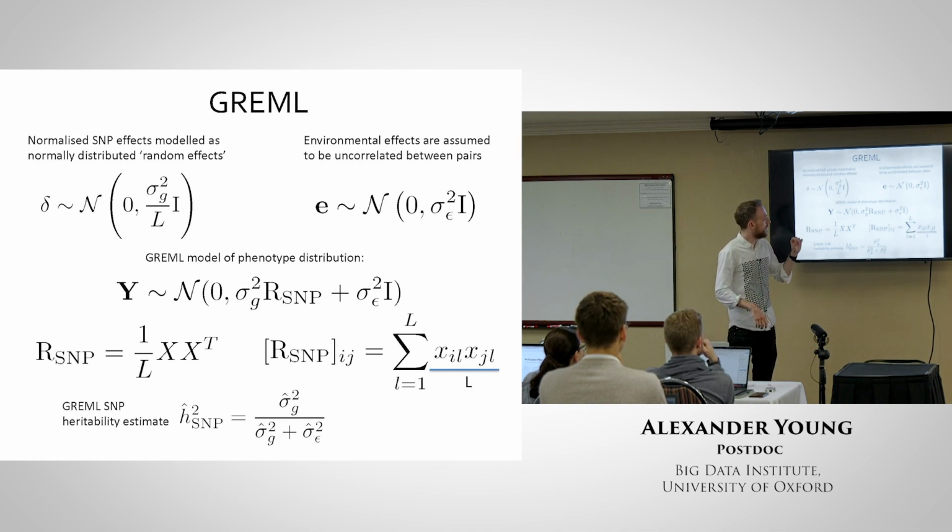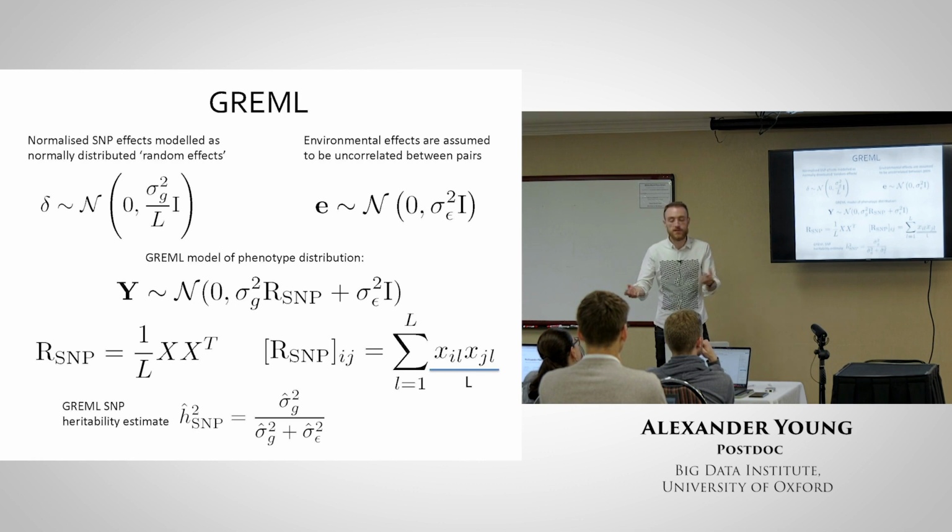Then the environmental effects are assumed to be uncorrelated between distinct pairs of individuals, and that might be true, but it might not be, especially if you have population stratification that has not been properly adjusted for by principal components. And as we've been discovering recently, principal components are not as effective at dealing with all sorts of stratification as we would like.